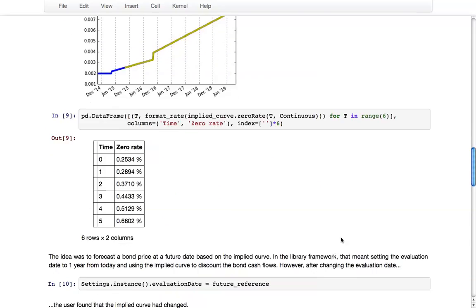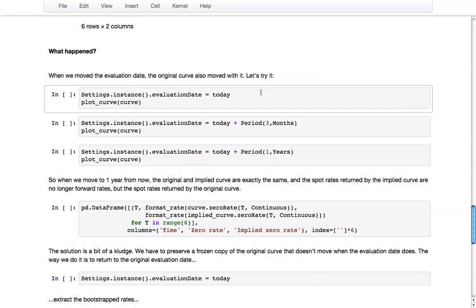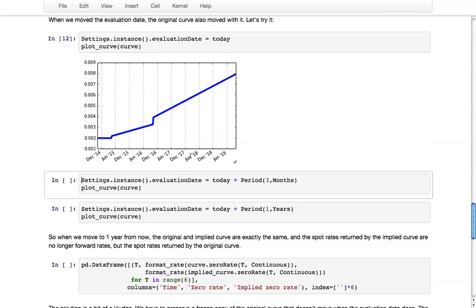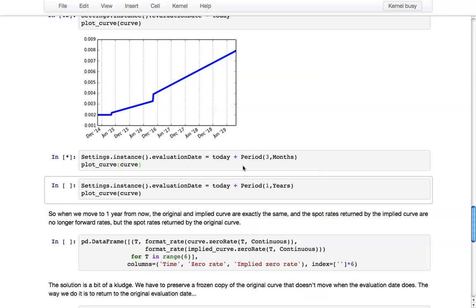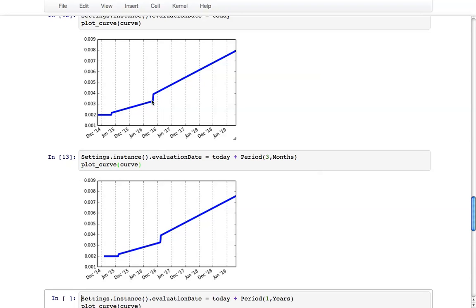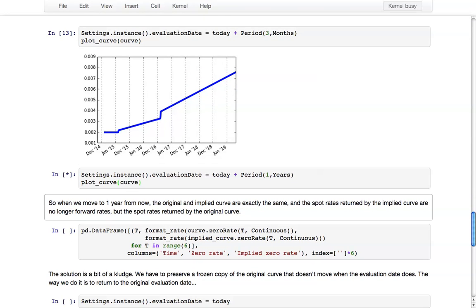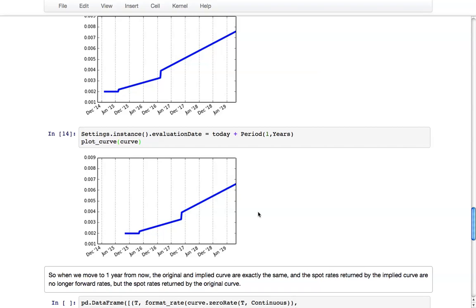We can see it if we plot it after setting the evaluation date. So we set it back to today and we plot the curve again. This is what we get. If we set it to today plus 3 months and plot the curve again, we see that it has moved. So this jump, which was in late 16, now is in early 17. The whole curve moved 3 months in the future, and the same, just more, happens if we set the evaluation date to today plus 1 year. The whole curve moves forward. Now the jump is in late 17.